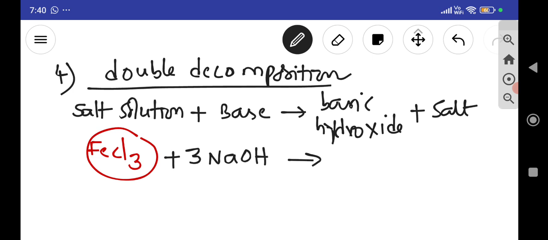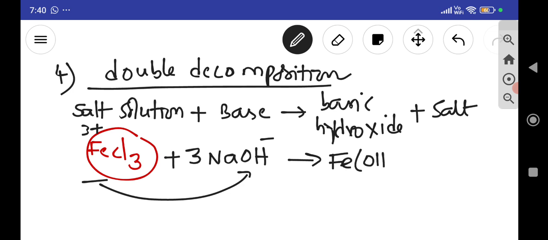To that add another base, let us take 3NaOH. Now what is the basic hydroxide here? The basic hydroxide is Fe and OH. Here we have to take 3 OH minus, as Fe is 3 plus. So you get the hydroxide as Fe(OH)3. So this is your base. The salt is Na plus and Cl minus combining and you get sodium chloride.